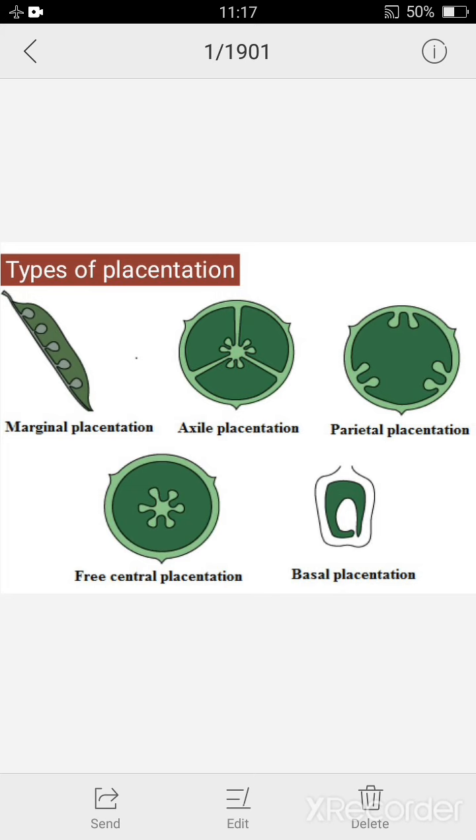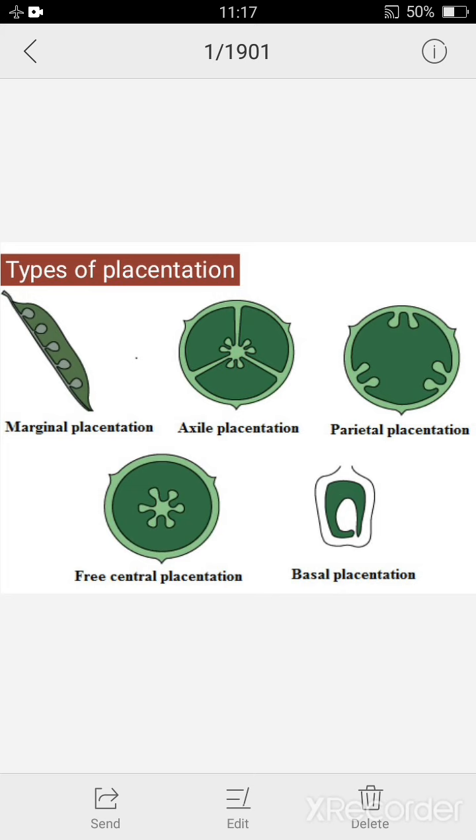First one, marginal placentation. Second diagram, axial placentation. Third one, parietal placentation. Fourth one, free central placentation. Fifth one, basal placentation, respectively from first to fifth. On the screen you are seeing the diagrams, right? So now let us see one by one in detail. I will explain the first one, marginal placentation. See the first diagram.